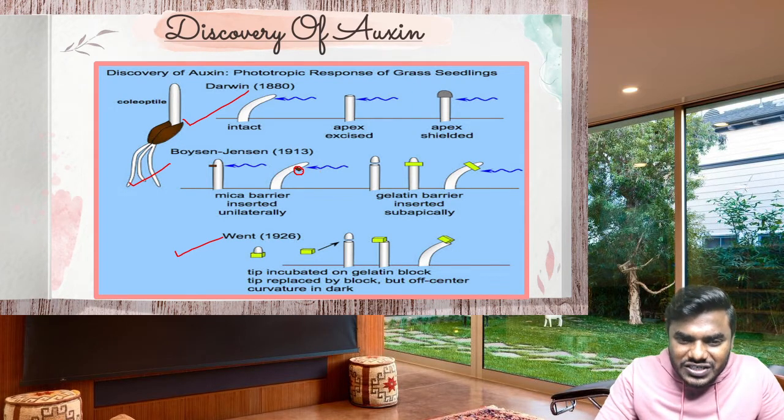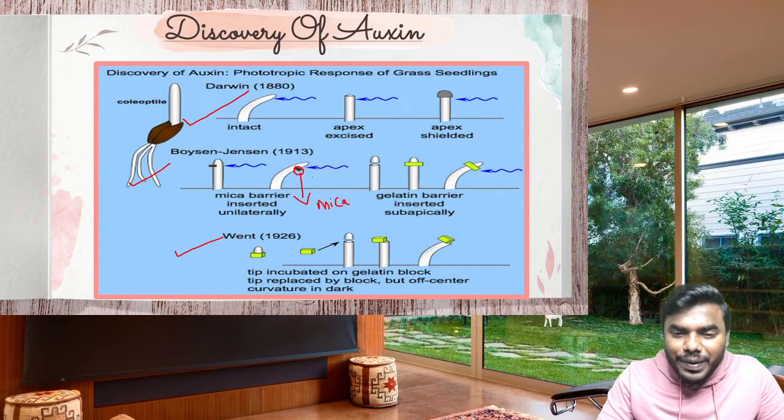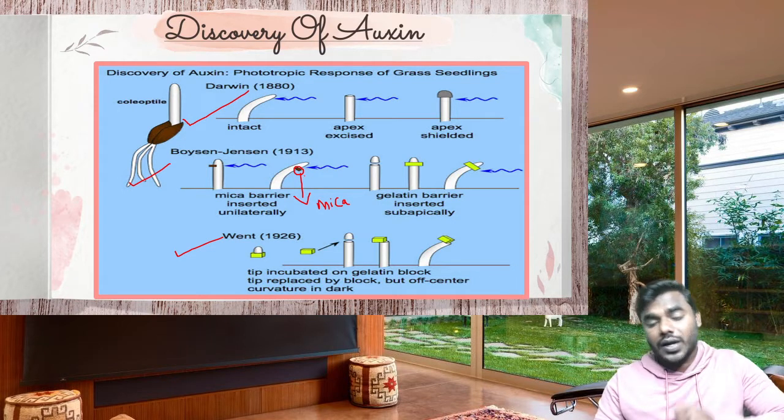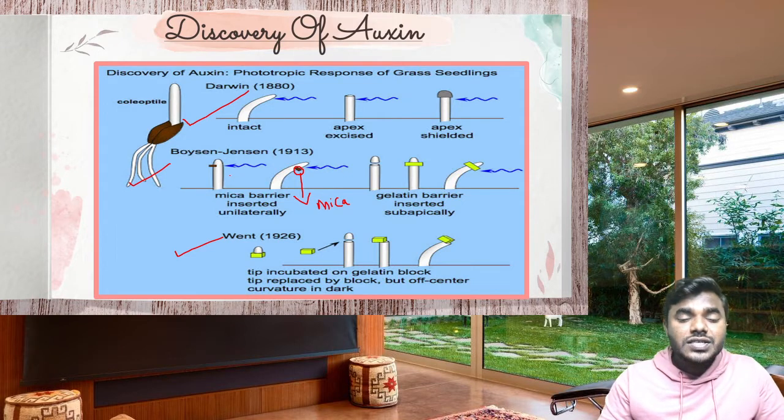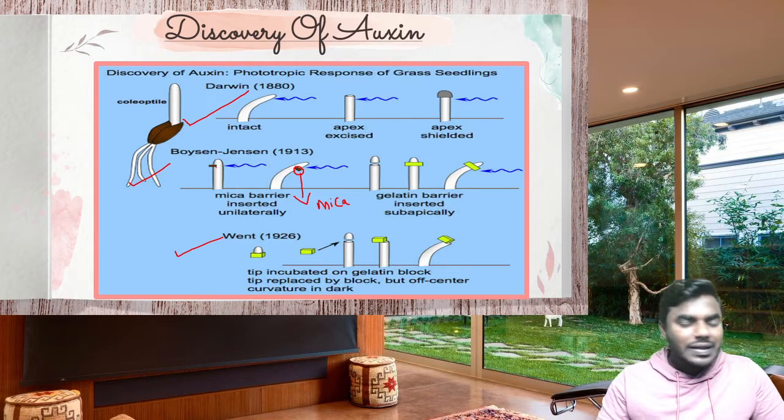My friends, just near that particular unilateral direction on the tip, we kept a mica piece. Mica piece means, friends, a glass piece. Then the coleoptile is bending very easily. There's no doubt about it. But next time what Boysen and Jensen did, this is the direction where the light is passing. On the opposite direction, they kept the mica piece. That time, friends, the coleoptile is not bending.